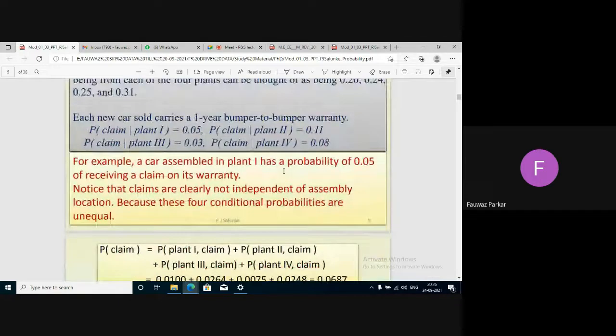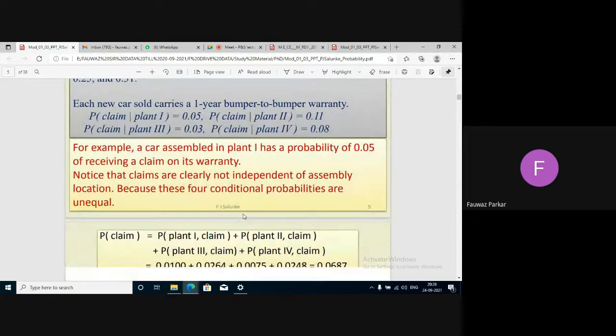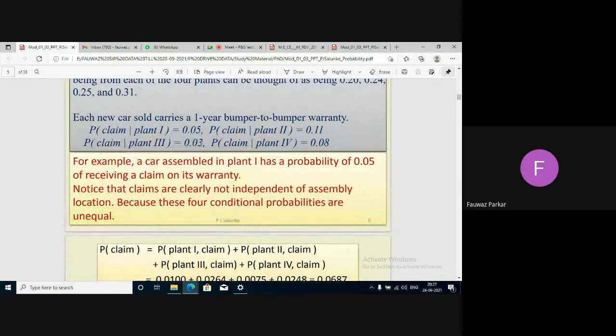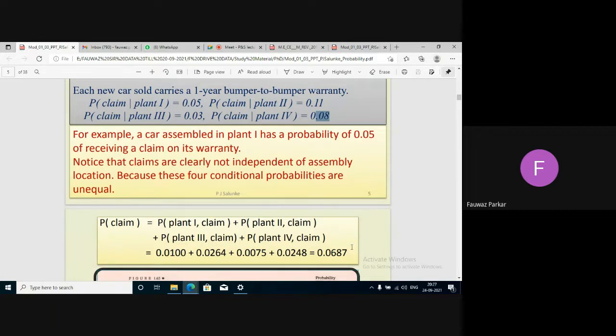Point again, the third one: 0.03 into 0.25 will give us this value. 0.03, 25% cars are manufactured, 0.03 into 0.25 will give us this value, and 0.08 into 0.31 will give us this value. So the total cumulative chances, the total claim probability, will be the weighted average or weighted addition of all this. So there is a 6.87% chance of claim, that is, irrespective of which factory or plant it is manufactured in, there is a 6.87% chance of claim.